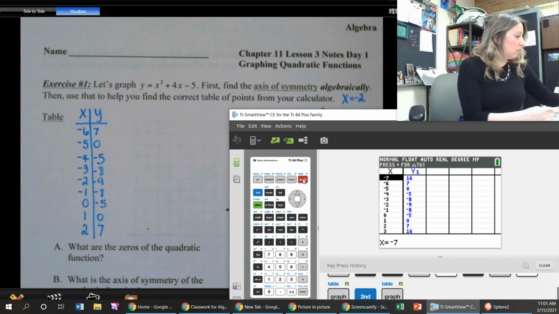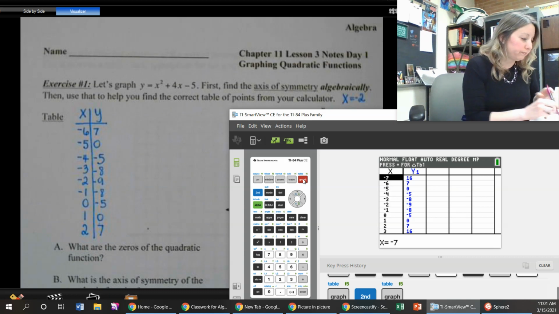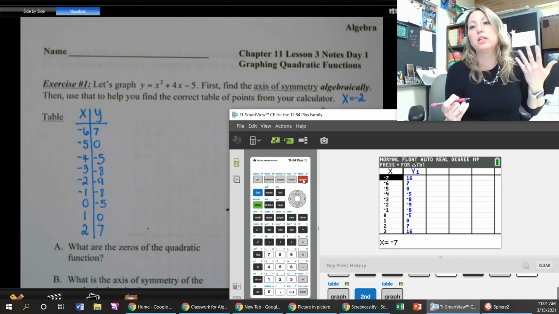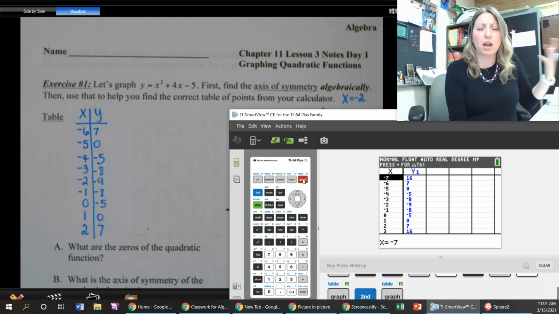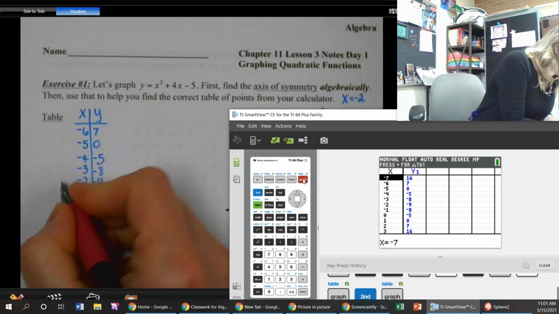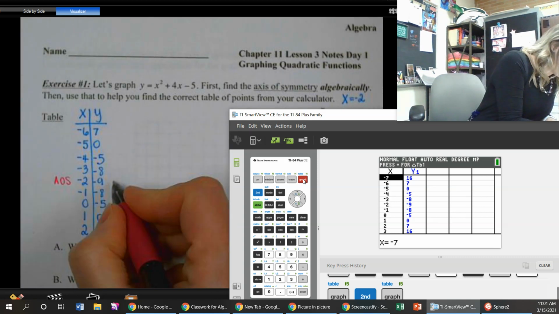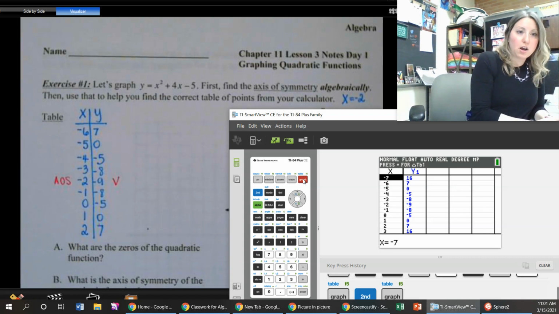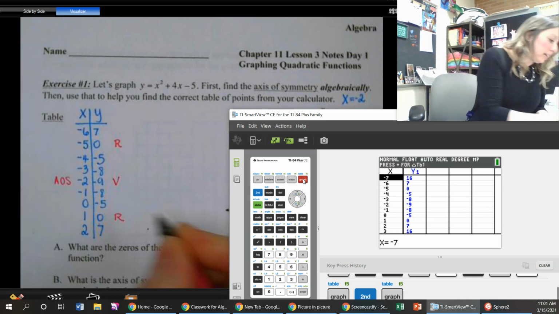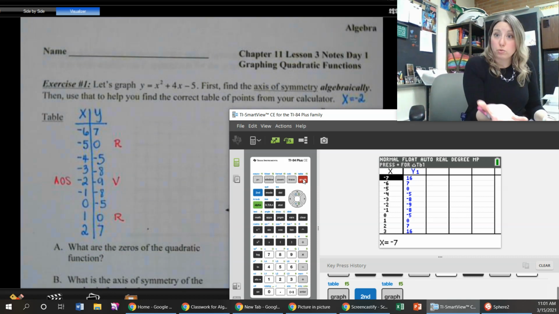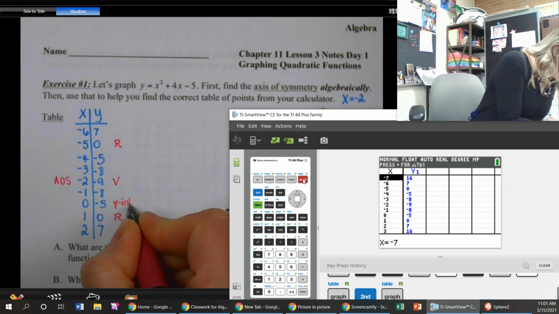And 2, 7. So let me use another color just to identify all of the roots and the y-intercepts and the turning point and the axis of symmetry. So the axis of symmetry, of course, is x equals negative 2. The vertex is negative 2, negative 9. The roots or zeros are negative 5, 0, and 1, 0. So those are rational roots. And then my y-intercept is 0, negative 5.